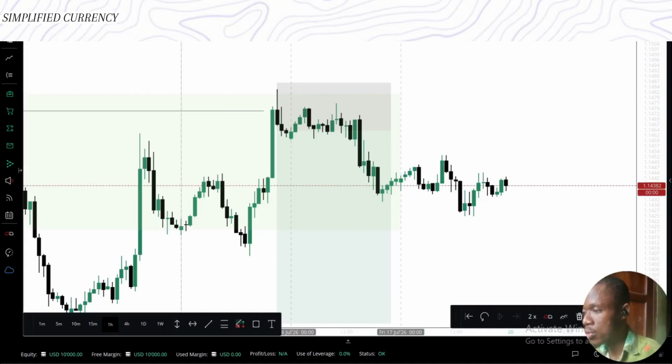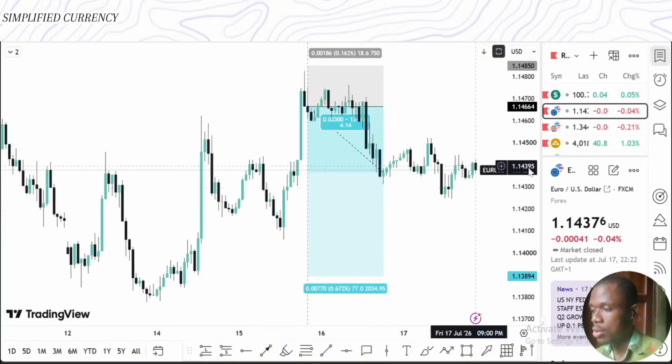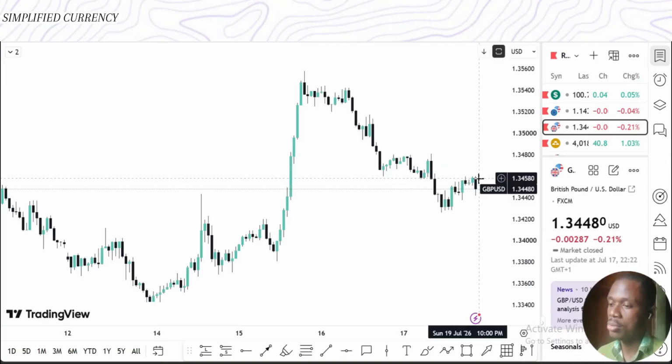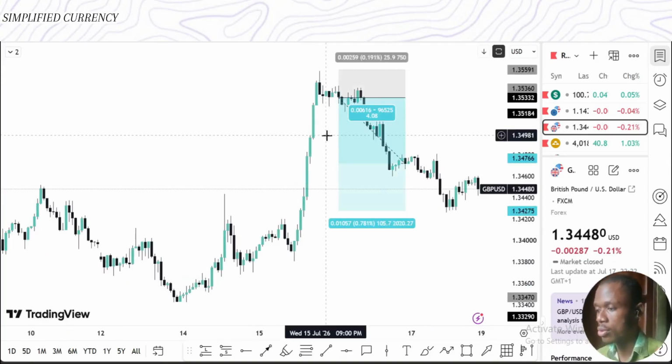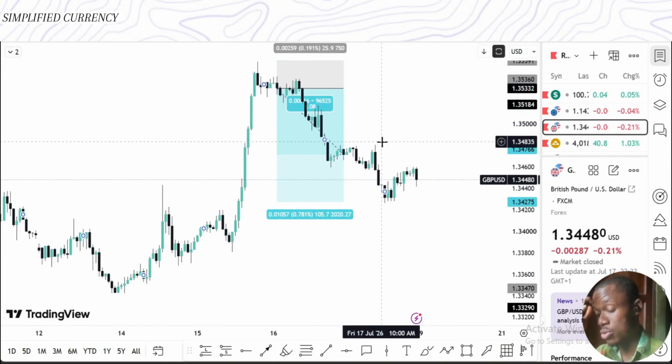if we go over to GU, I don't know why this is not working. But if we go over to GU, you can see how the market has already done almost all the work for us that we had to do on EU. You understand me? So that's just basically how I trade.